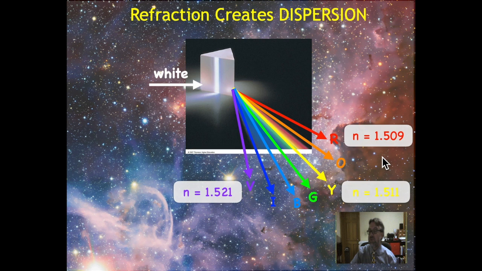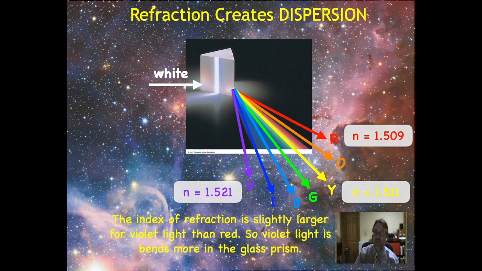Red has the smallest index of refraction, 1.509. Yellow is a little bit larger, and by the time you get to violet, the index of refraction is 1.521. That means that the violet light has a larger index of refraction, so it slows down more than the red light. The red light is traveling faster than the violet light inside the glass. That also means the violet light is going to undergo more refraction and be bent slightly more than the red light. All the light is getting bent inside the glass, but violet will bend the most, just a little bit, because the index of refraction is a little larger. With these two things in mind, let's examine what happens during a sunset. So violet light bends more in glass than red light.